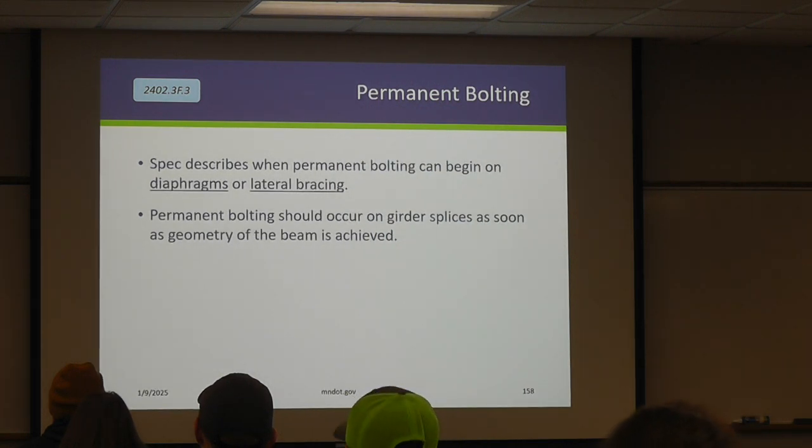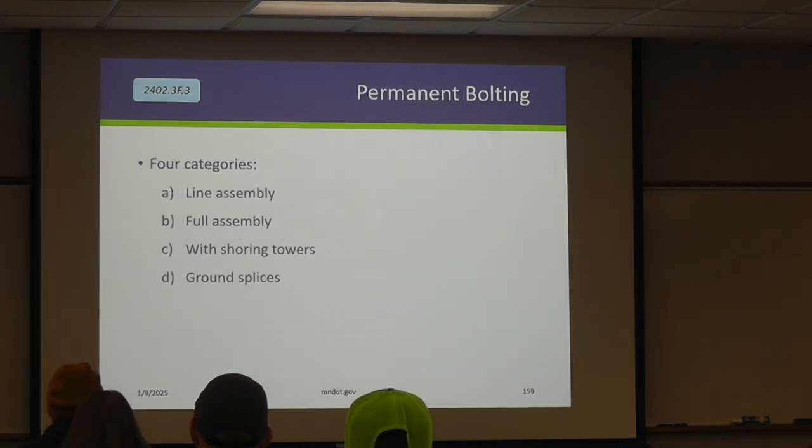Our spec book talks a lot about when permanent bolting can begin on our diaphragms and any other lateral bracing cross frames. And we're going to go through some examples on this, because these, depending on the erection system, can wreak havoc on fit-up later on. But the big takeaway here is the girder splices themselves. We want them fully tensioned, permanently bolted, however you want to put it, as soon as practically possible, unless their engineering plan says otherwise. So these 4 categories we're going to dive way into, because this talks about when you can permanently bolt in your cross frames and diaphragms.